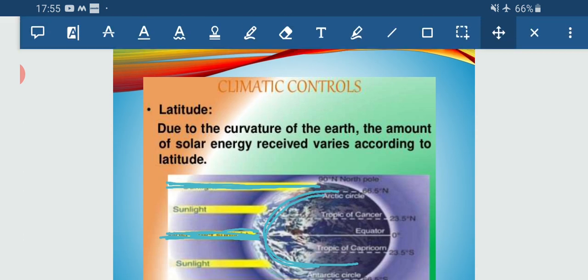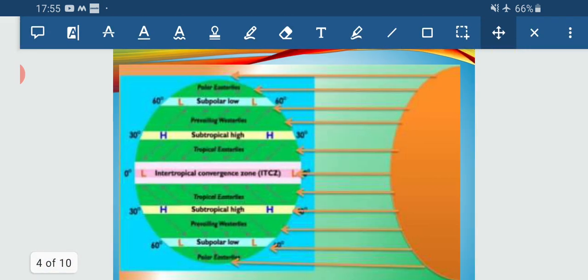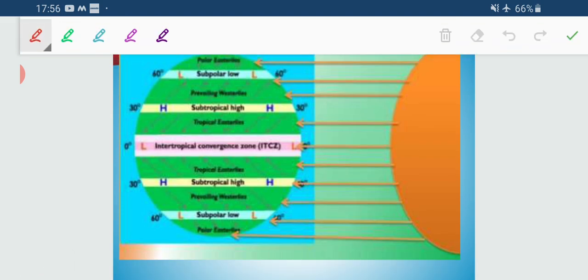In another diagram you can see, this is the equatorial region where the sun rays travel the shortest distance. This is the tropical region where the sun rays take comparatively a little more time. This is the Arctic region and this is the polar region. So gradually, as it is away from the equator, the distance of the sun rays is more, so the variation in the duration of day and night increases.